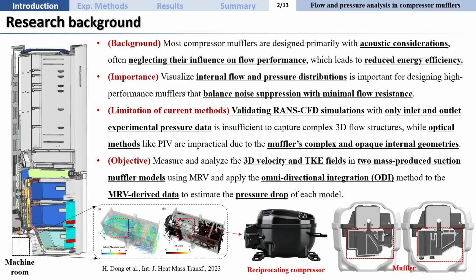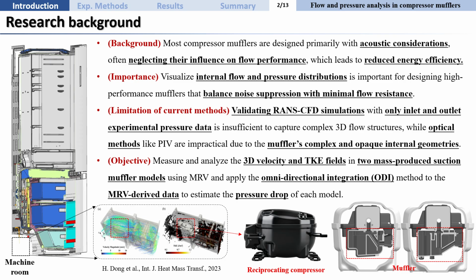First, let's see our research background. Most compressor mufflers are designed primarily for acoustic performance, often neglecting their influence on flow performance, which leads to reduced energy efficiency. Therefore, visualizing internal flow and pressure distribution is important for designing high-performance mufflers that balance noise attenuation with minimal flow resistance.